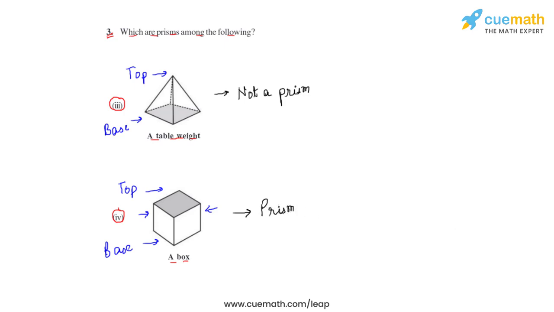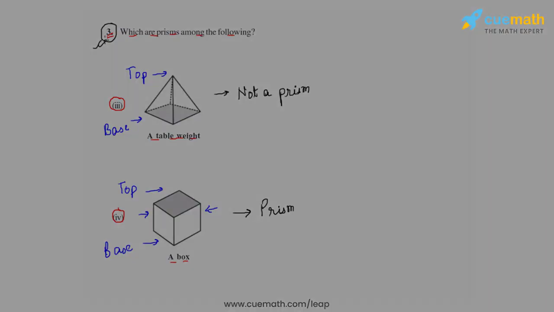So hence we can observe the shapes of different solids and we can answer whether the solid represents a prism or not based on the definition of a prism. And this is how we are going to answer the third question of this exercise.